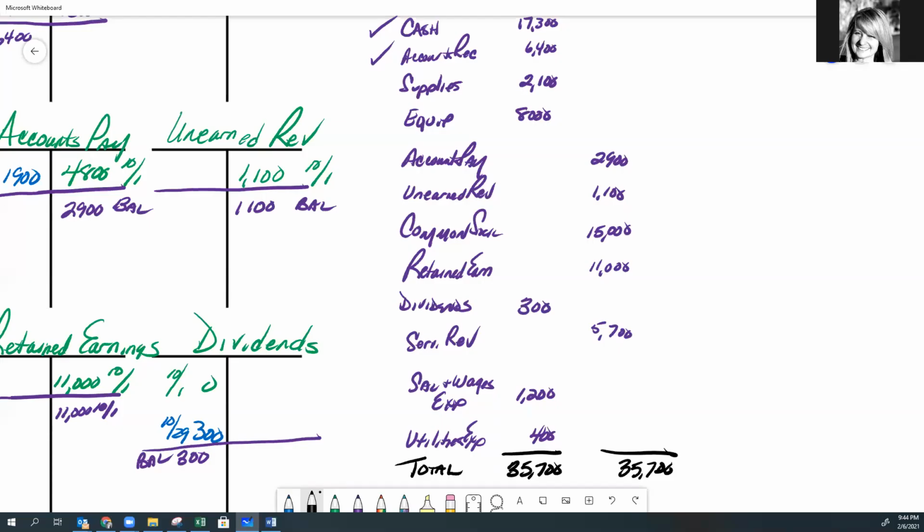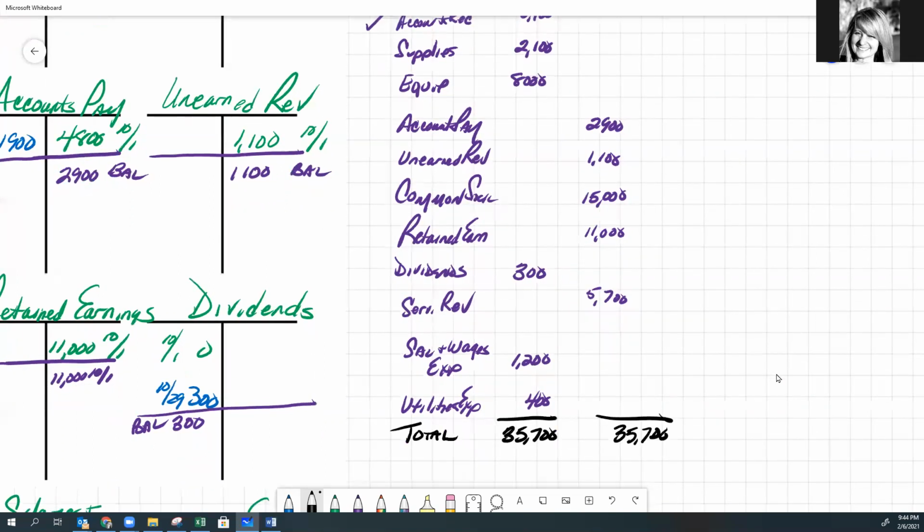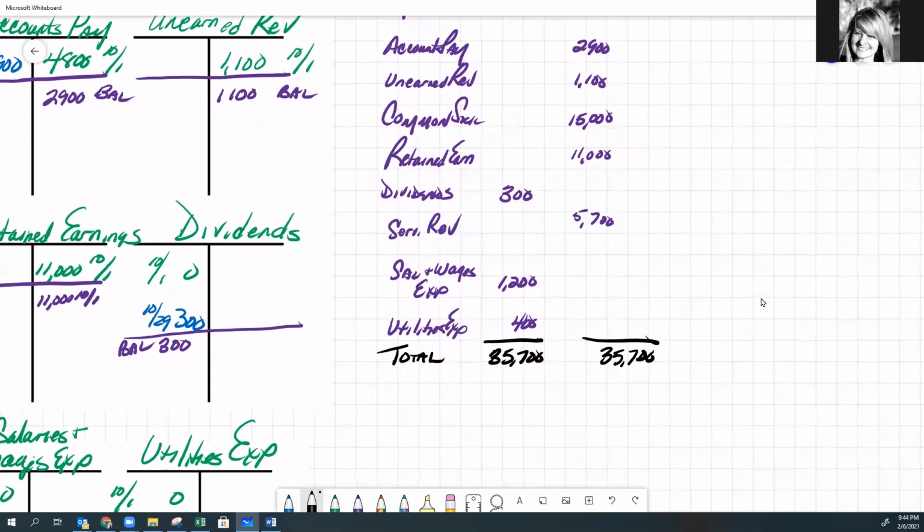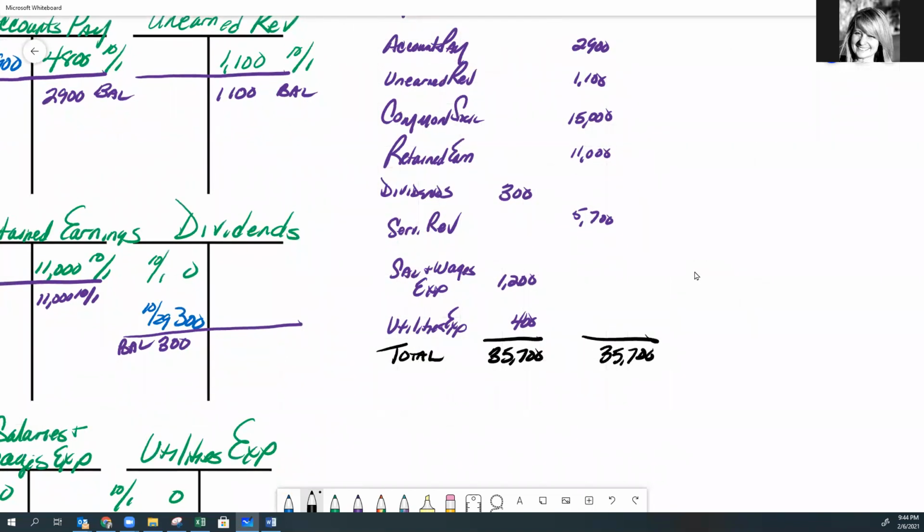Okay, so I just added them up, and it is a happy day because we completed all of our posting into our general ledger correctly. We calculated our ending balances correctly, and then we moved them over here to our trial balance correctly, and the total of our debits equal the total of our credits and our trial balance balances, and we are happy.